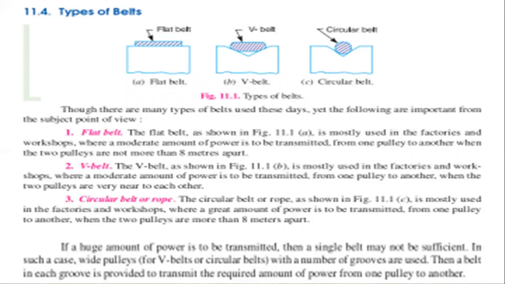So next one is the types of belts. It is one of the important questions in the university exam. What are the types of belts? The types of belts are divided into three types based on usage. The first one is the flat belt, the second one is the V belt, and the third one is the circular belt, which can also be used as a rope belt.